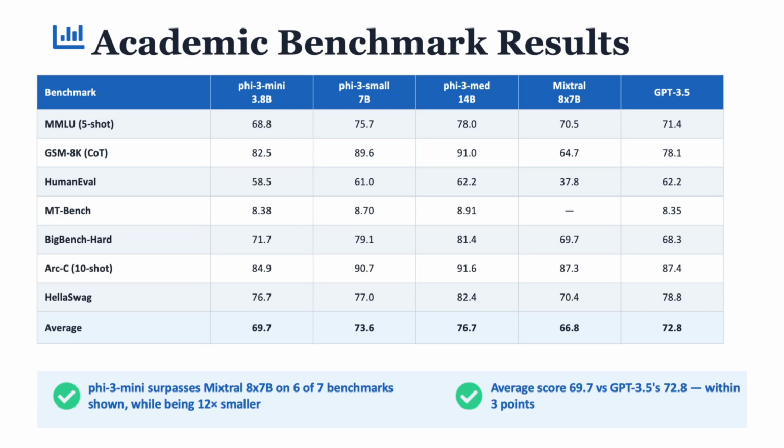The larger Phi models improve even further, with Phi-3 Medium reaching 78 on MMLU and 91 on GSM8K. Overall, Phi-3 Mini averaged 69.7, outperforming Mixtral and coming close to GPT-3.5, despite being only a 3.8 billion parameter model.